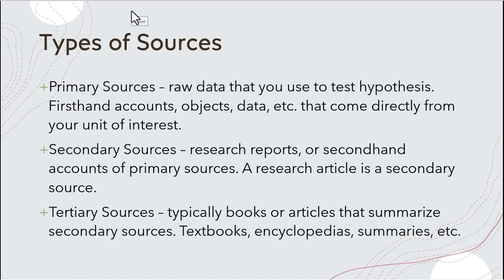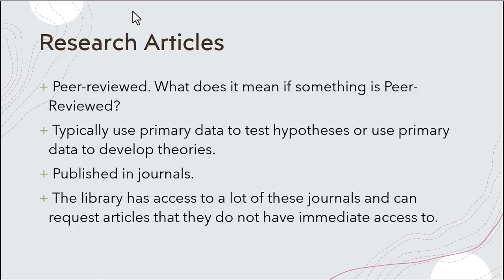Tertiary sources, on the other hand, are typically books or articles that summarize secondary sources. This can include things like textbooks, encyclopedias, review articles, summaries, etc. This video is going to primarily focus on those secondary sources that are research articles.